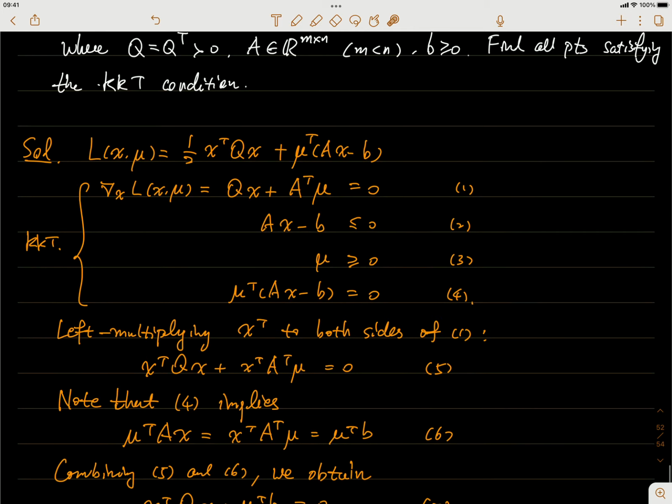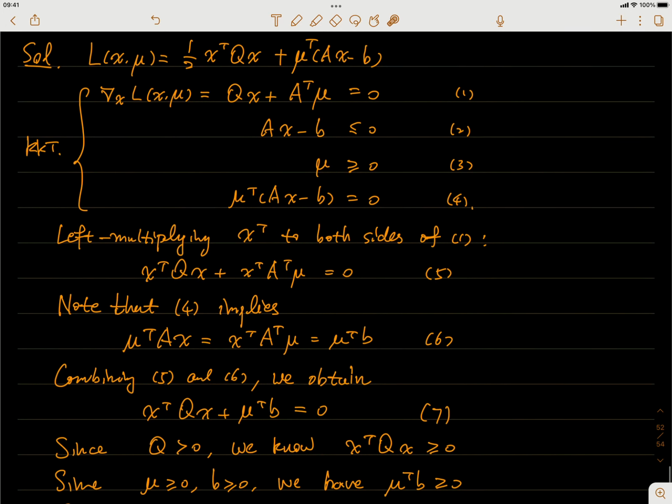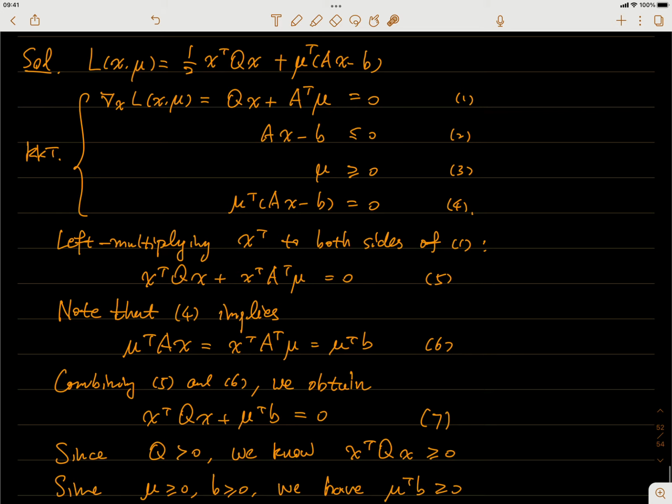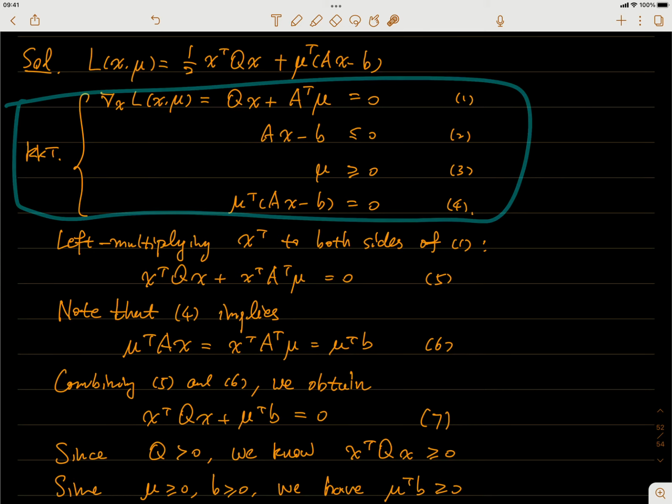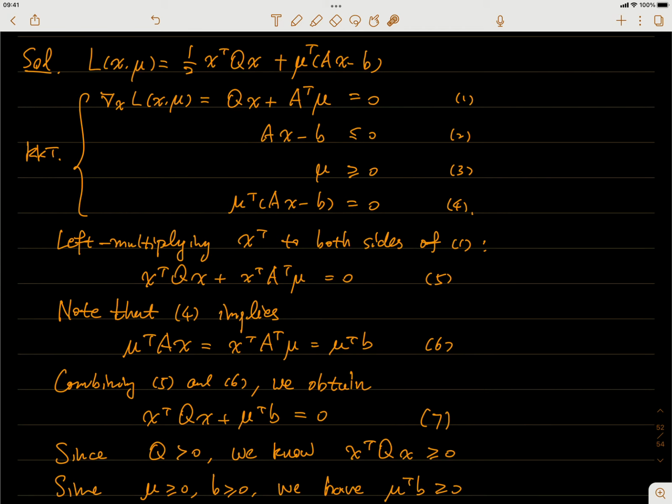This mu should be greater than or equal to 0, and then this is the complementary slackness condition. So now we have these 4 conditions right here. We need to solve for x and mu. To solve for x, let's first look at this one.